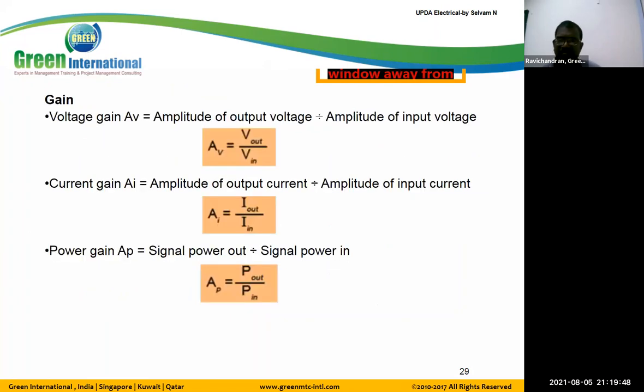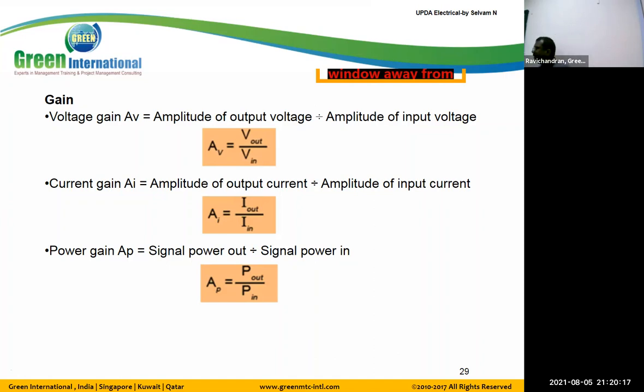Forget about the common base, because common base also uses amplifier, but for low signals. Most of the questions don't involve the common base, so we forget about this one. In these amplifiers, we have three important parameters. Like in the transformer and electrical machines, we find the efficiency and regulation, similarly, here we go for the gain.